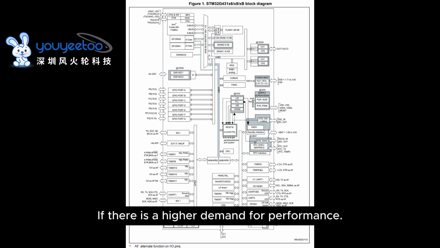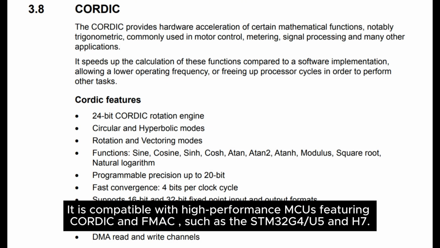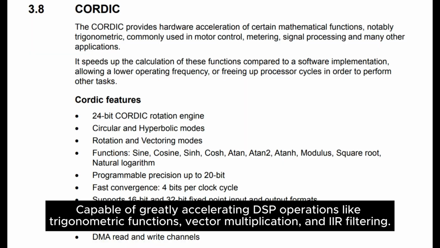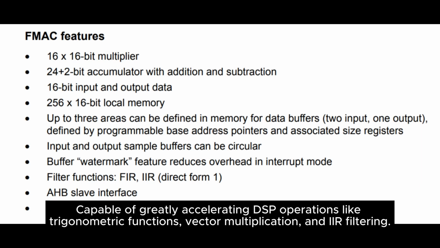If there is a high demand for performance, it is compatible with high-performance MCUs featuring CORDIC and FMAC, such as the STM32G4, U5 and H7, capable of greatly accelerating DSP operations like trigonometric functions, vector multiplication, and IIR filtering.